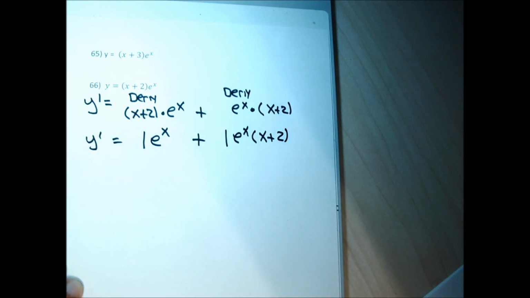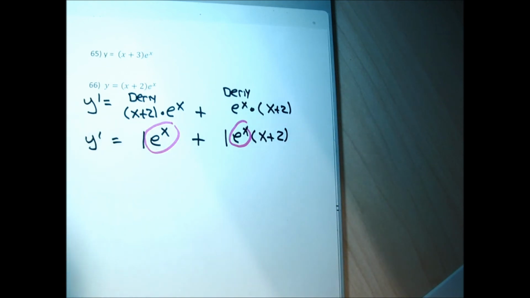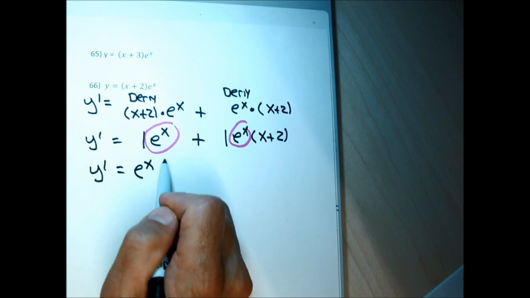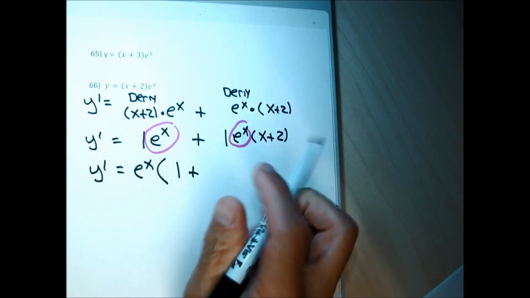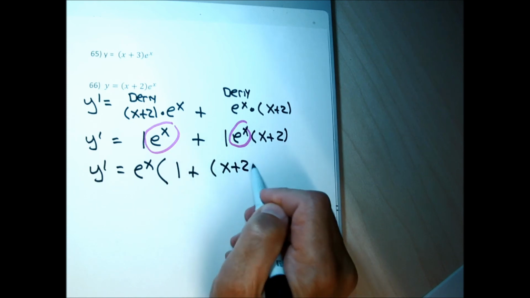So that's the derivative. Now I'm going to pull out my common factor, and it's a smaller common factor. I just have a common factor of e to the x here. And when I factor out that e to the x, I get y prime equals e to the x times 1 plus, and I'm not even going to write that 1, it's not necessary, times x plus 2.